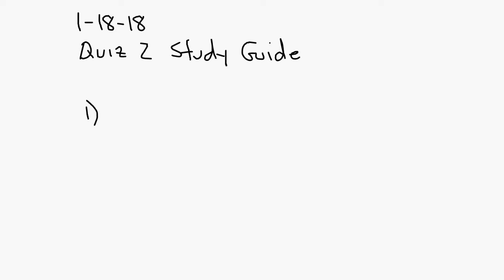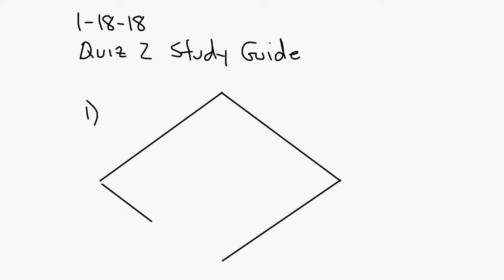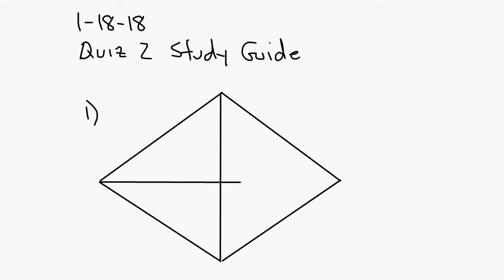All right, on number 1, in the rhombus, they give you expressions that represent the angle measures. In a rhombus, all the sides are congruent. They name these angles 1, 2, and 3, and they ask you to find the value of each variable. The diagram is not to scale.